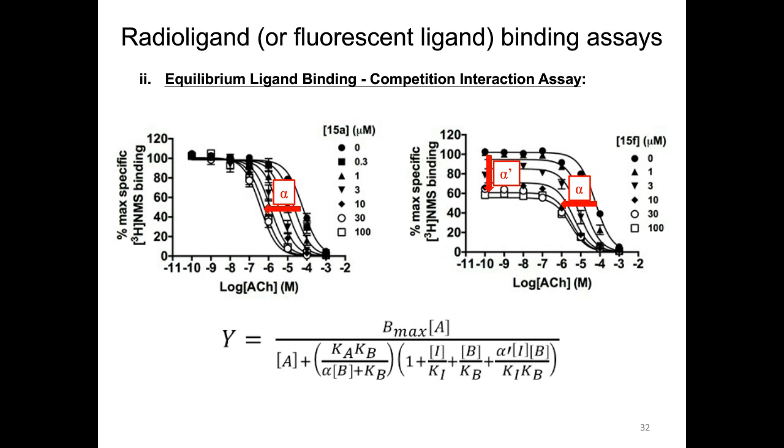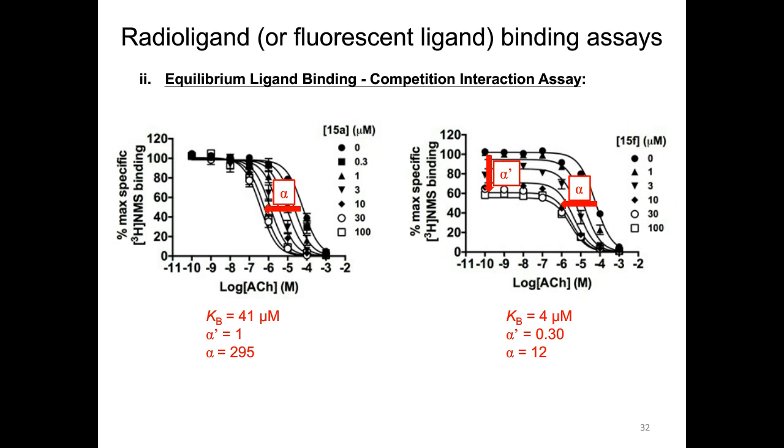We can apply a derivation of the ternary complex model to this data to pull out values of affinity of the allosteric modulator and its cooperativity with both the tracer, denoted as alpha prime, and also with the agonist of interest, here denoted by alpha.